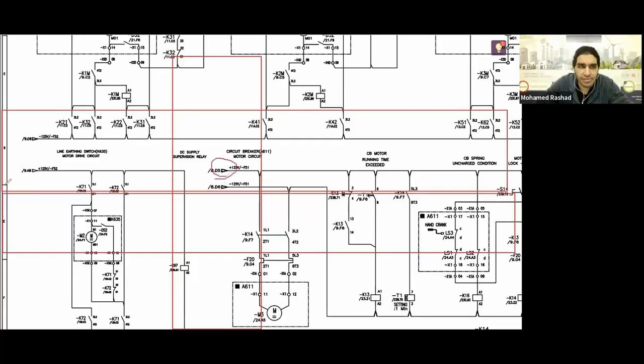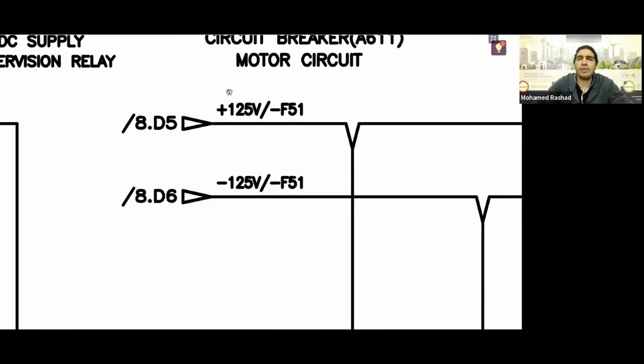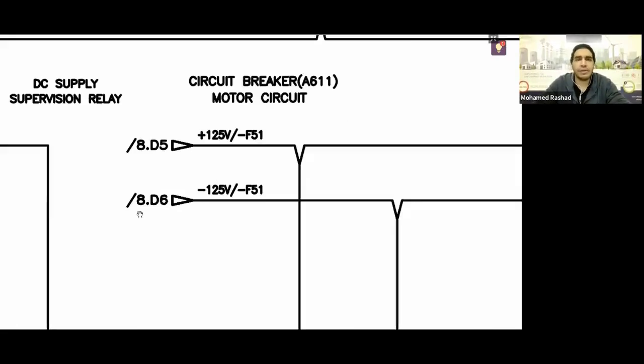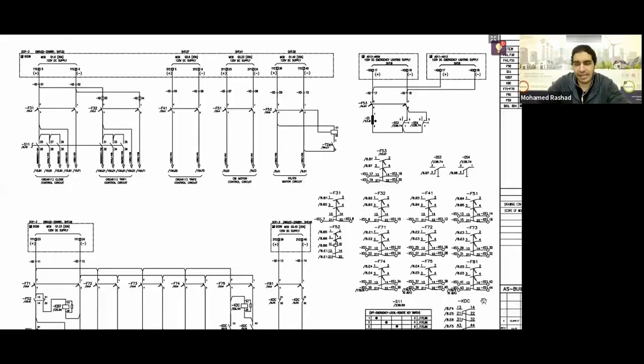And of course, you'll find that the drawing isn't exactly accurate. So the extremity is coming to you on D3 and the end is coming to you on E3. Once you know your ends, it's talking about where they are coming from, and even if you don't know, you'll find it written on it. It's coming to you as plus 125 and minus 125 from the MCB, which is F51, coming from 8D5 and 8D6, meaning if you go to page number 8, here is 8.